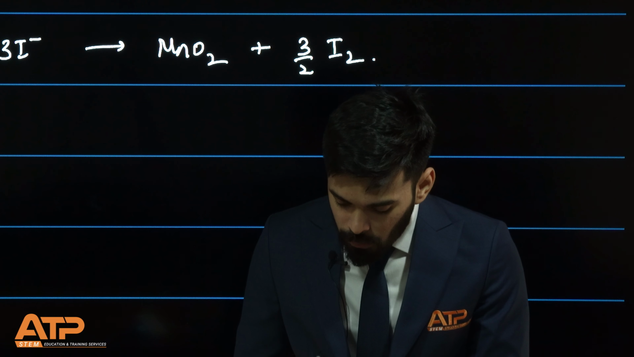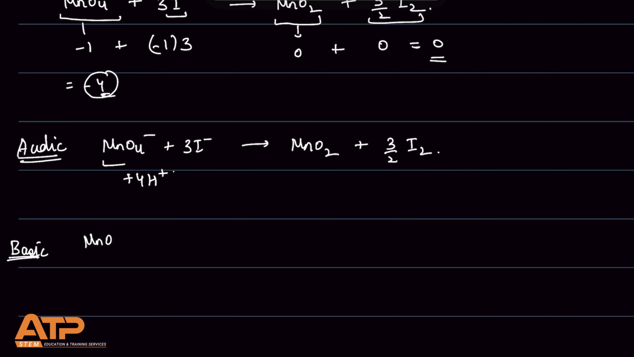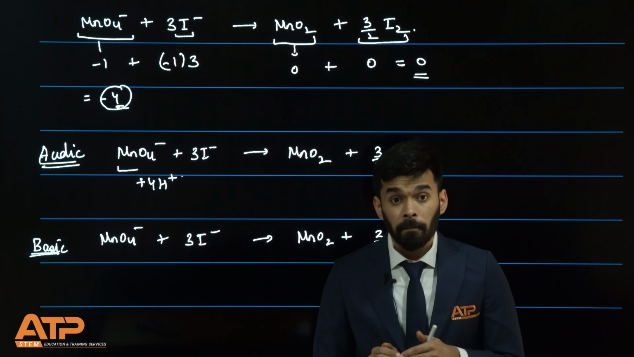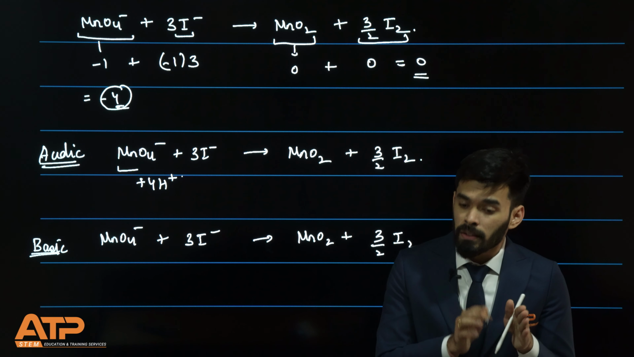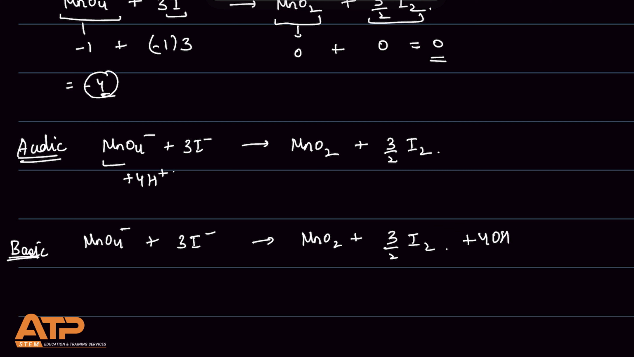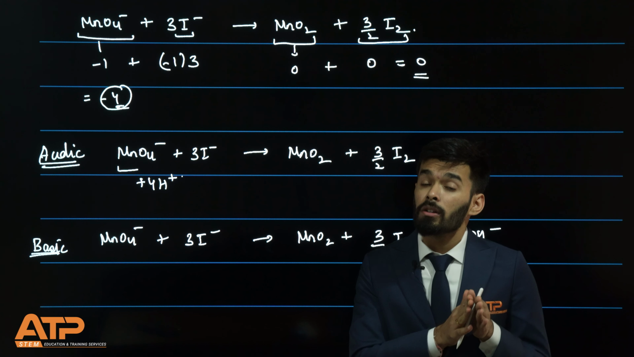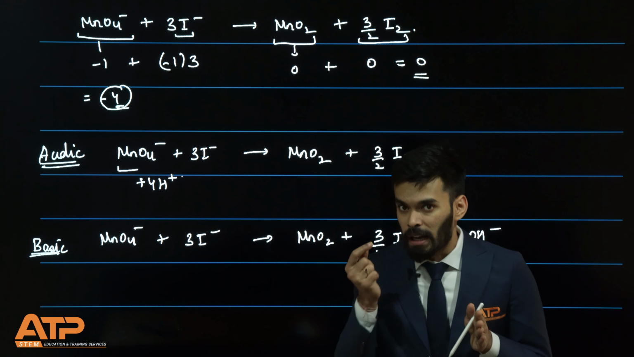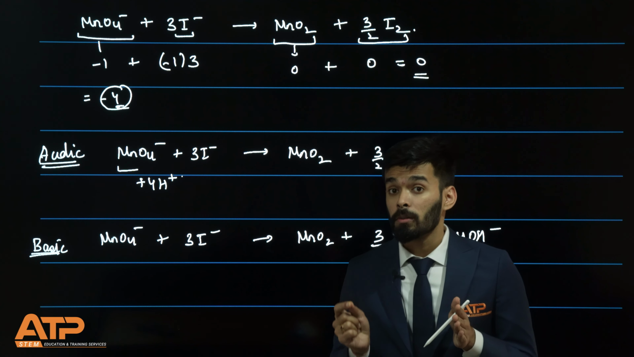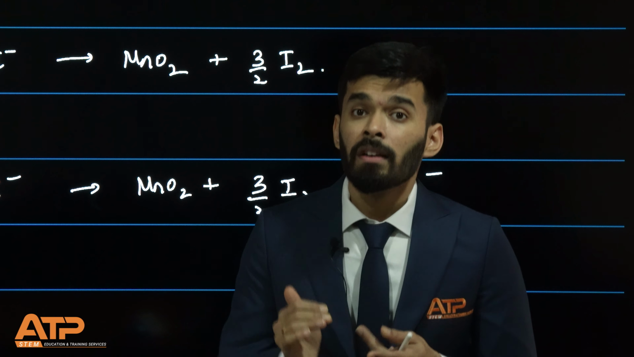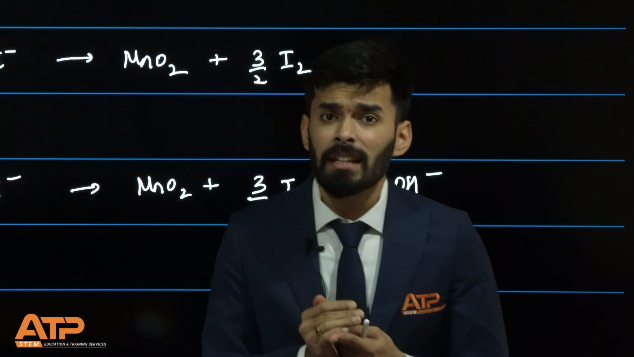So let me just rewrite the equation. MnO4- plus 3I- gives MnO2 plus 3/2 I2. So now in this equation, the net charge on the reactant side is -4, on the product side is 0. If we add 4OH-, the net charge on the product side also becomes equal to -4. 0, that was the existing charge, plus 4 into -1. So the net charge on the product side will also become equal to -4. So with this, we are done with both the mediums, acidic medium as well as basic medium.